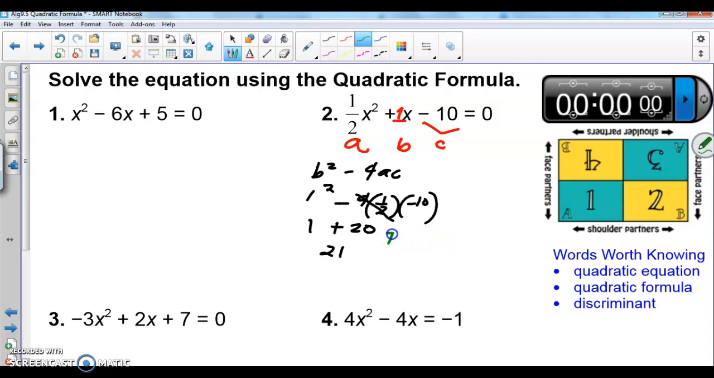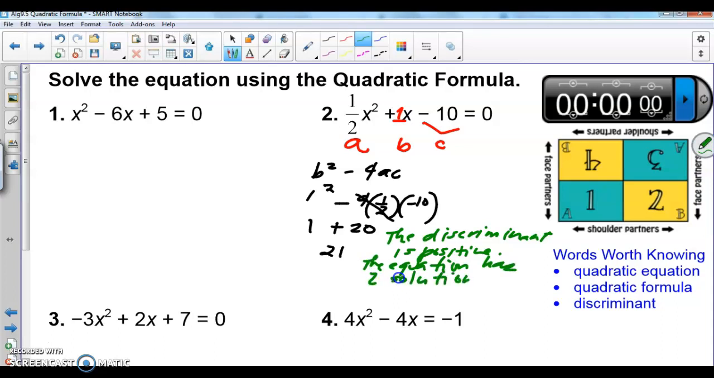So this means that the discriminant is positive. So that means the equation has two solutions, and also the graph has two x-intercepts. There you go. So that's another example on how to find and interpret the discriminant.